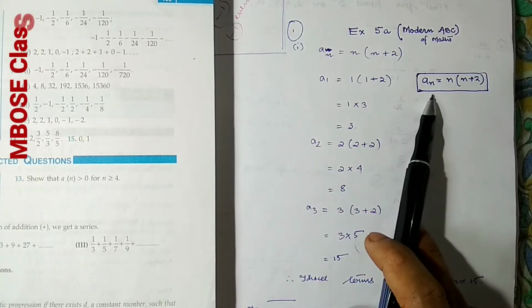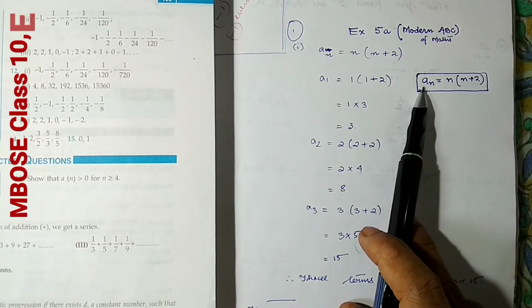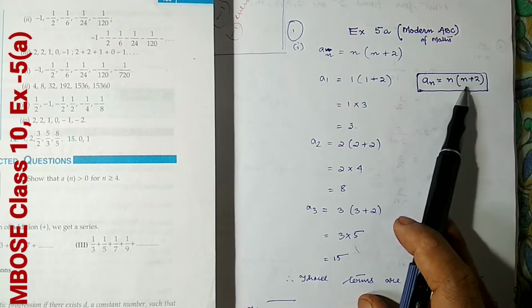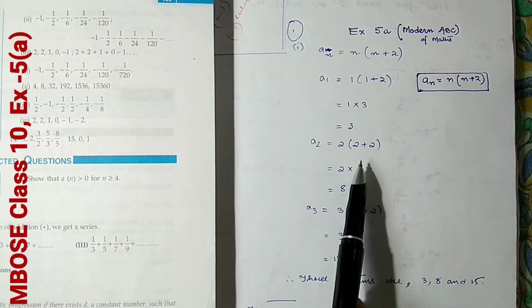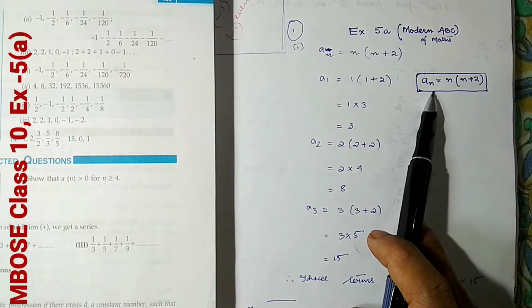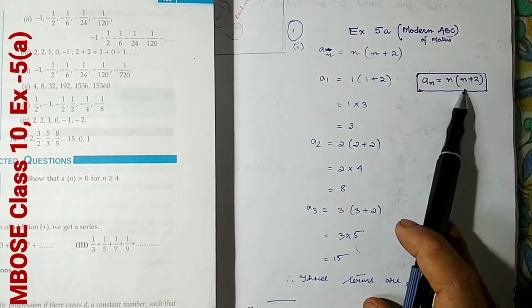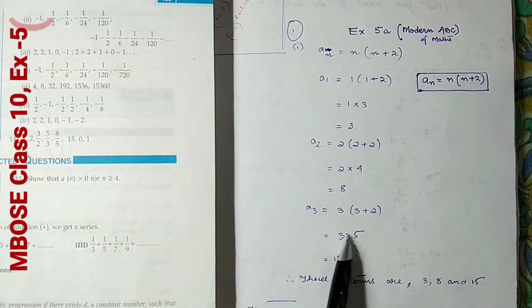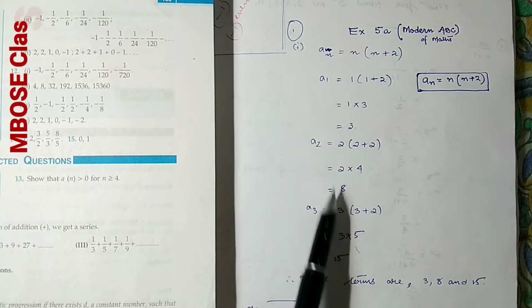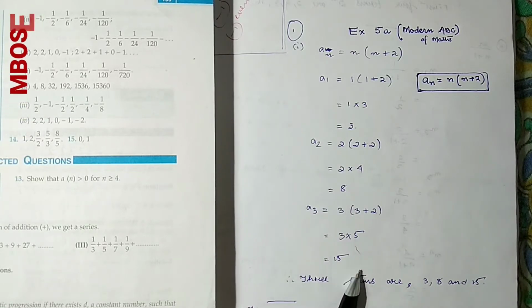Second term, you have to replace this n by 2. So if you write a2, we have to write 2 within brackets, 2 plus 2. 2 plus 2 is 4, and 4 times 2 is 8. And when you replace this n by 3, you will get 3 into (3 plus 2). 3 plus 2 is 5, and 3 times 5 is 15. Therefore, the first three terms are 3, 8 and 15.